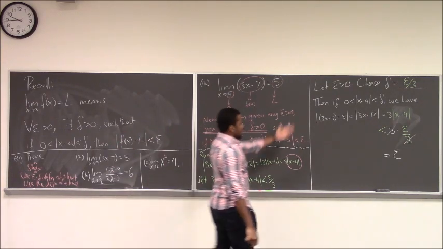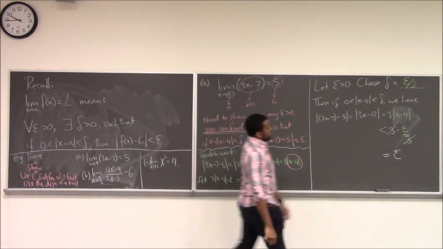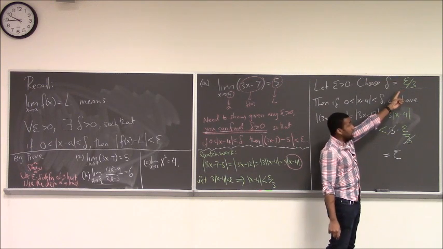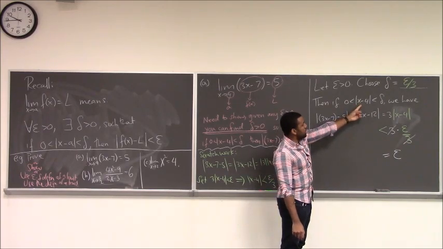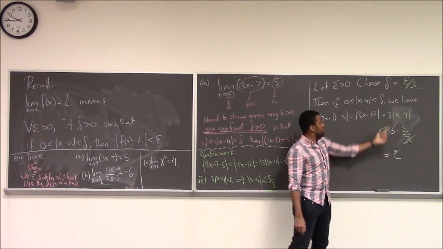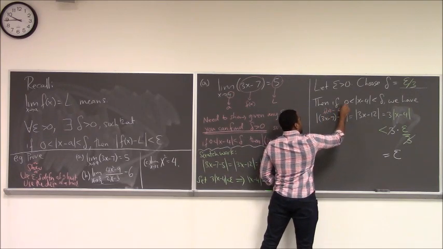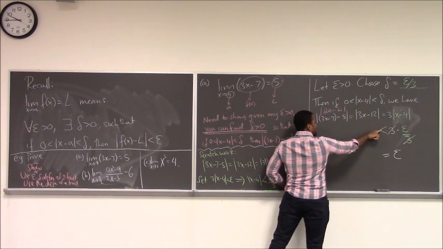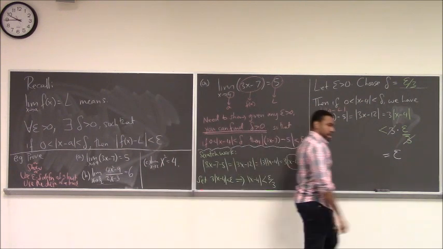So in other words, give me any tolerance you want, any positive distance that you require for the y values to be close. Choose this to be your delta, epsilon over 3. Whatever value you give me, I'm going to just divide that by 3 and force that restriction on the distance between the x values and 4. Once my x values are within a third of epsilon away from 4, this computation shows that |f(x) minus L| will be less than epsilon. And that actually completes the proof, that's it.